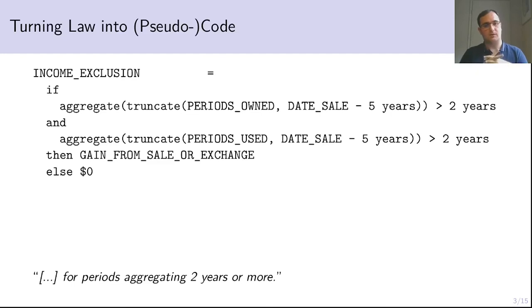Note that as of now, this translation is somewhat ambiguous, since we have chosen to do two separate comparisons for the periods of ownership and usage, and the two-year period on which we do the comparison is itself ambiguous, since a year can either be 365 days or 366. So we would actually need to disambiguate those things, and to know which of those we had to take, we just have to call a lawyer, because this is not inside the text of the law.